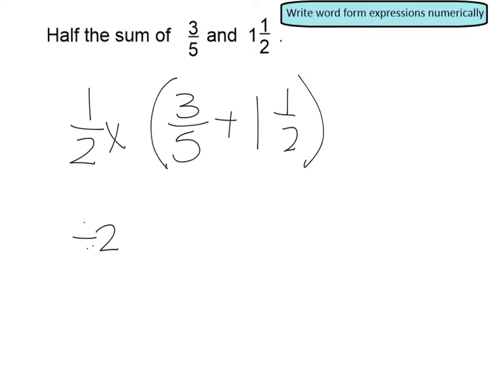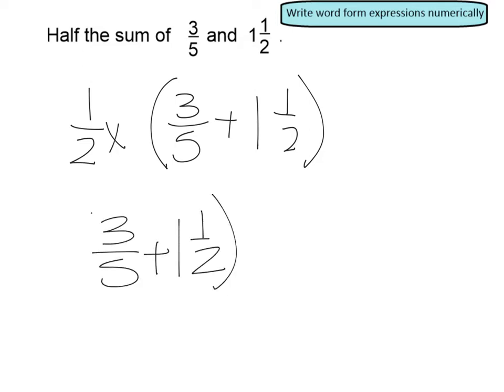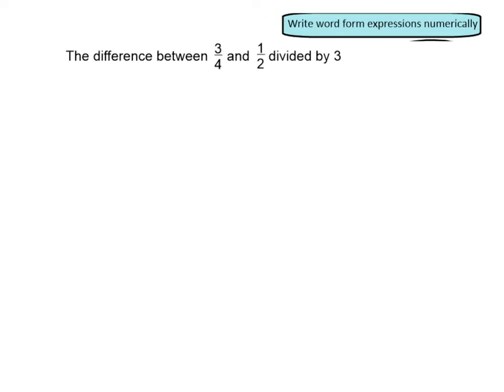And I'm going to put that in parentheses because I want the sum of those two, and then I want half of that answer. So it's either going to be this up here, or it's going to be the 3/5 plus 1 1/2, the sum of those, divided by 2. So either of these expressions are correct because multiplying a number by 1/2 is the same thing as dividing that number by 2.